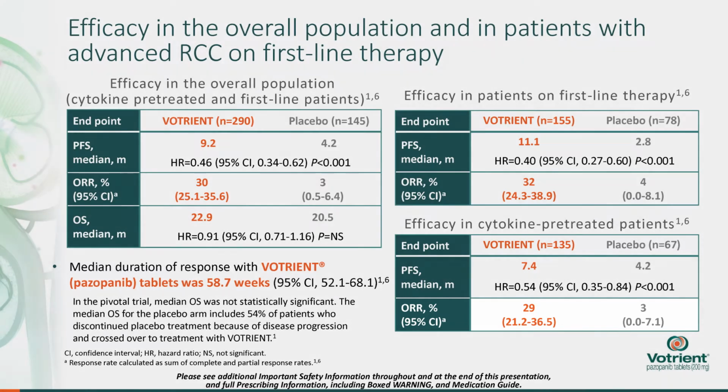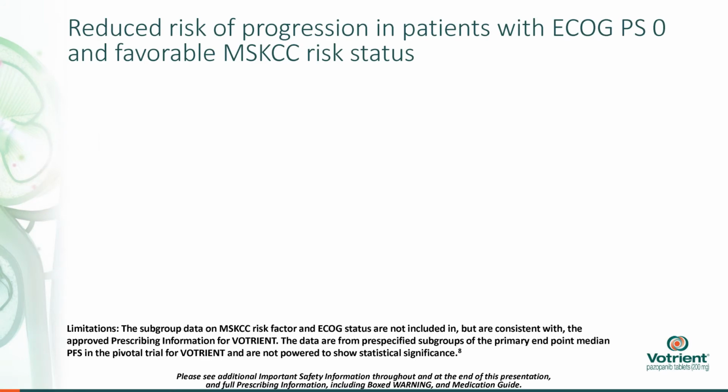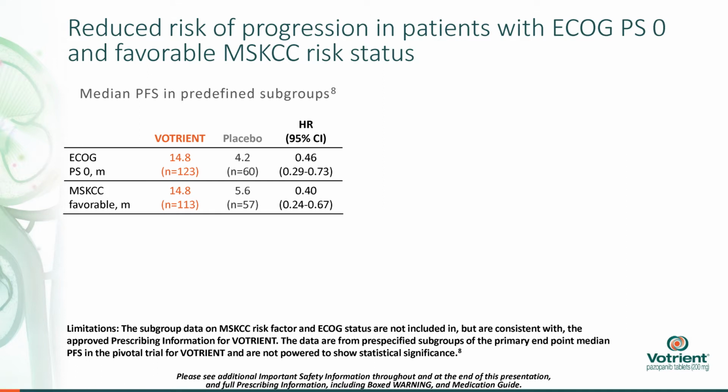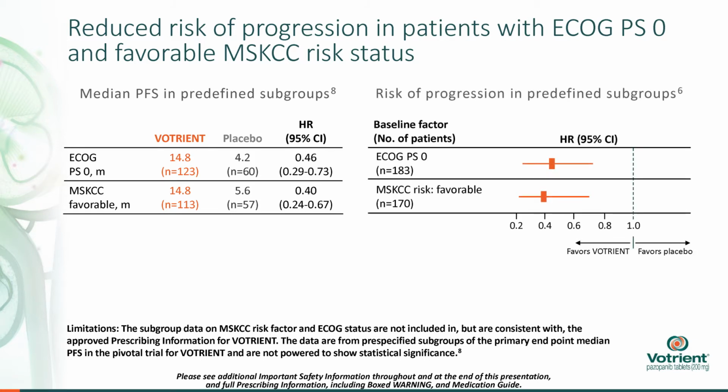In the case study that we're discussing of Vincent, the patient with ECOG performance status 0 and favorable risk, let's take a look at the data for Votrient tablets that are specific to such cases. Subgroup analysis of PFS data from the phase 3 trial showed a reduced risk of progression with Votrient versus placebo in patients with ECOG performance status 0, which is 183 patients, and those with favorable MSKCC risk status, 170 patients.